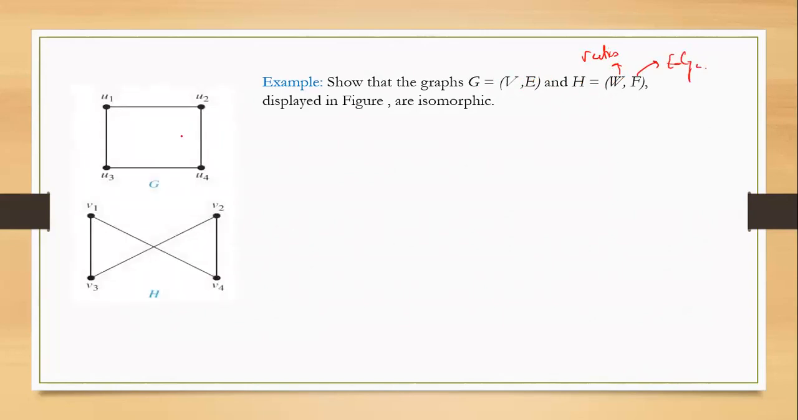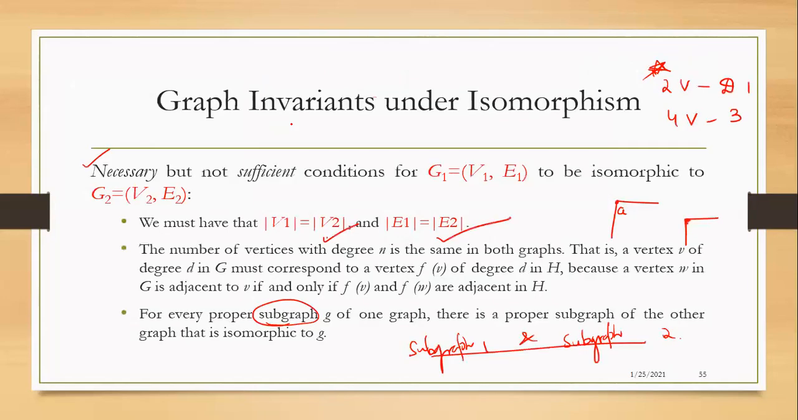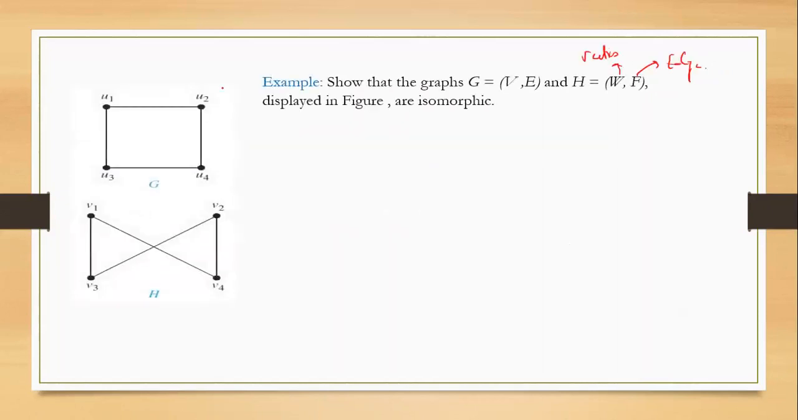Now if you notice the two figures given, G and H, first and foremost, we see the conditions from the earlier slide. We have to check the number of vertices and the number of edges. So let's check that. Yes, we have 4 vertices in G and 4 vertices in H. So the first condition is satisfied. How many edges? 1, 2, 3, 4. And 1, 2, 3, 4 in H. So 4 vertices and 4 edges, and similarly 4 vertices and 4 edges. Both of these conditions are satisfied.